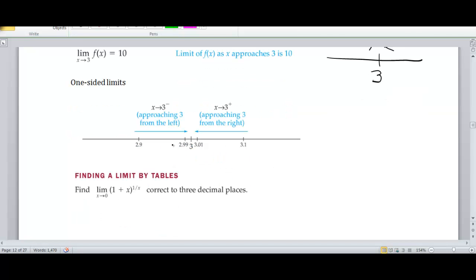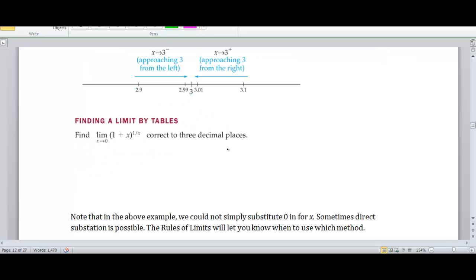So what do I mean when I say x approaches 3 from the left? That means we're getting closer and closer to 3, but from the negative side. So my numbers will be 2.9, 2.99, 2.999. And then from the right, they'll be 3.1, 3.01, 3.001, and so on. Okay? Let's do an example.